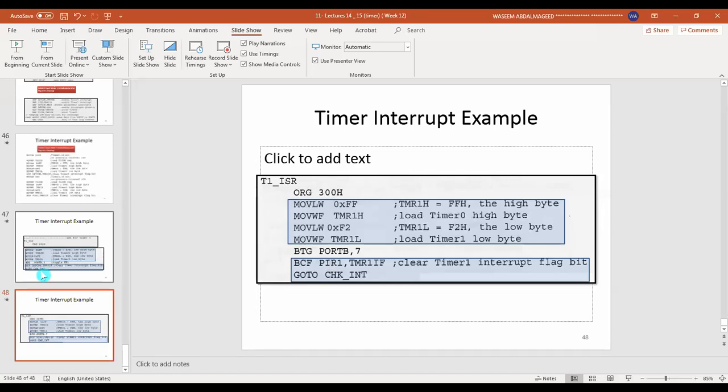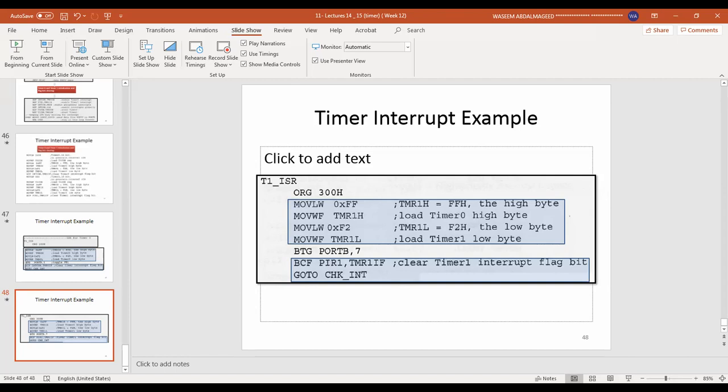Any question about the timer? Doctor, for timer 1, you said there are 2 modes, right? Mode 1 and mode 2. For timer 1, we have 2 modes: we have a counter and we have a timer. So we have internal clock source and we have external clock source.